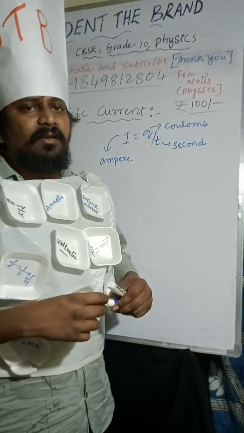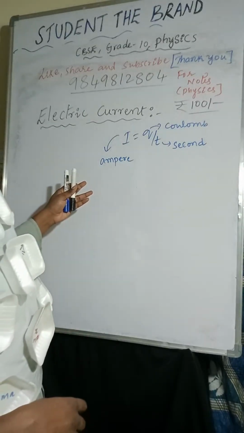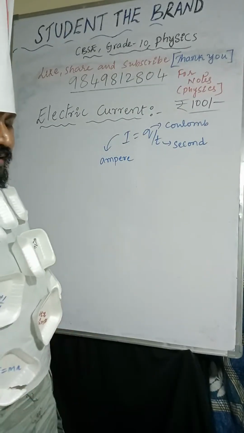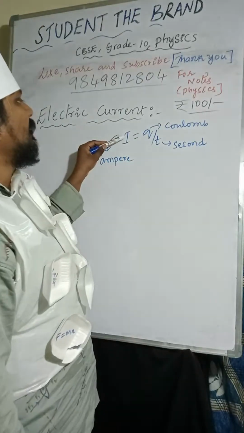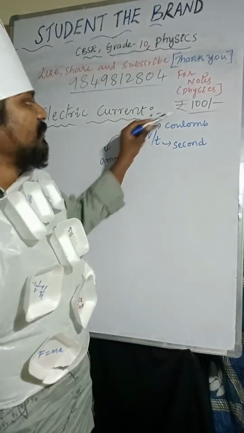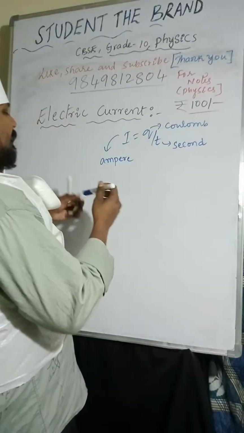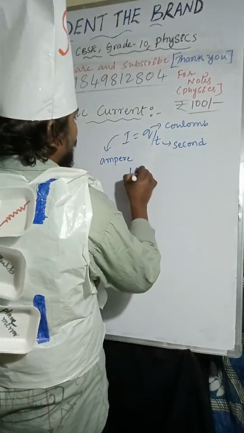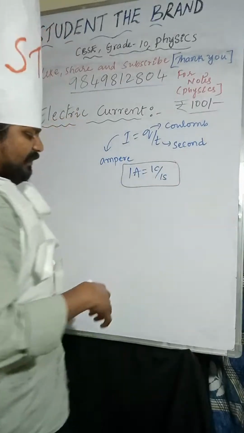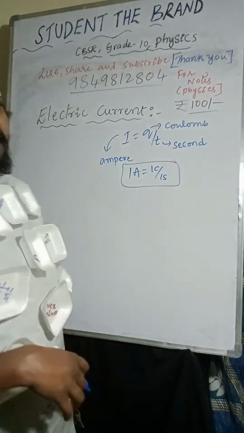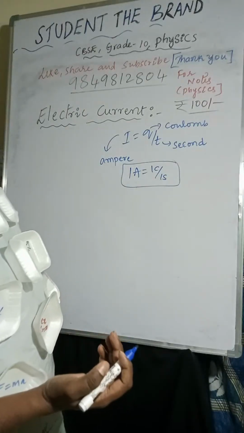So here you can observe carefully. I hope it is very clear to you all. Electric current: the rate of flow of charge is called electric current. SI unit of electric current is ampere, of charge is coulomb, of time is second. 1 ampere is defined as 1 coulomb of charge flowing through unit cross section area per second.